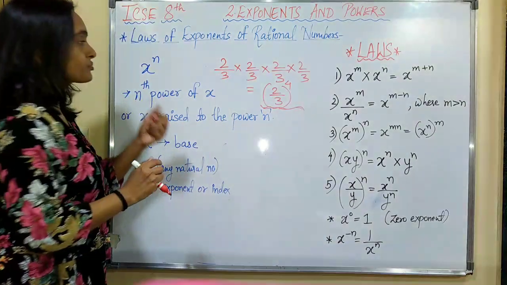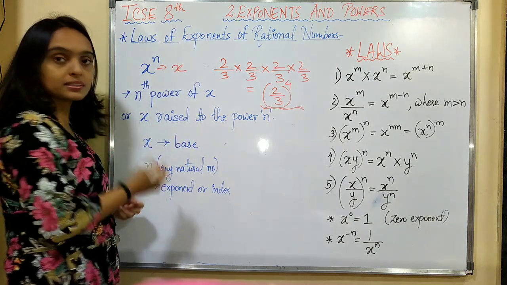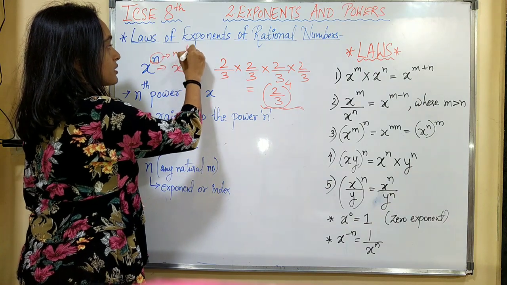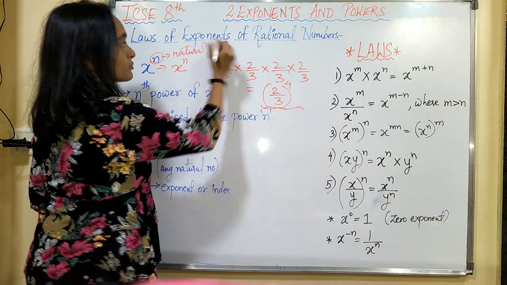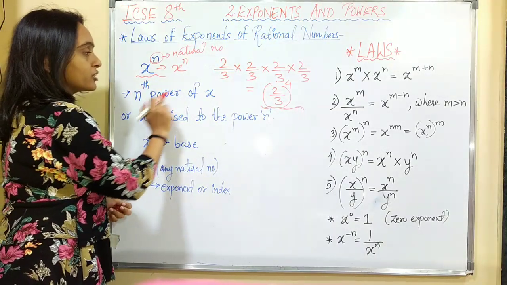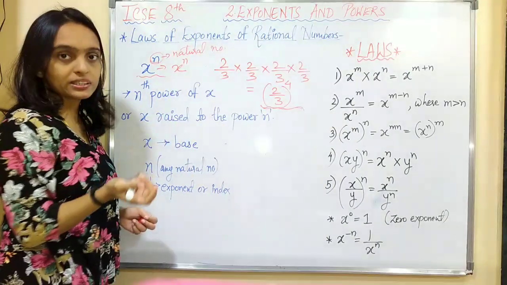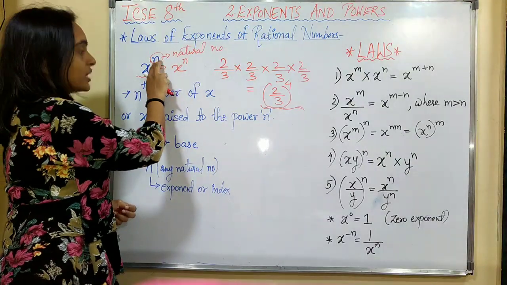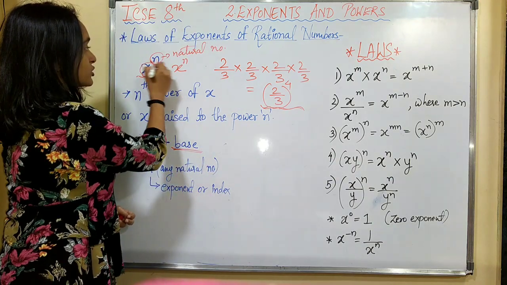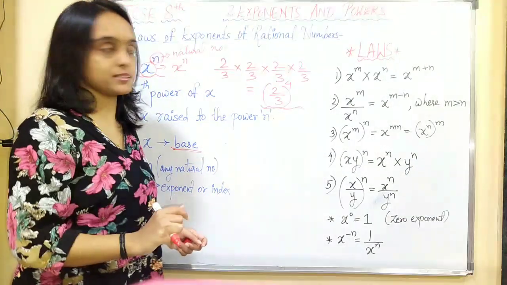Okay. So x raised to n. x raised to n means what? Any number x is multiplied n number of times, where n is any natural number. Okay. And this is read as nth power of x, or also it is read as x raised to the power of n. Here x is said to be the base, whereas n, which is any natural number, is said to be the exponent or index of x.